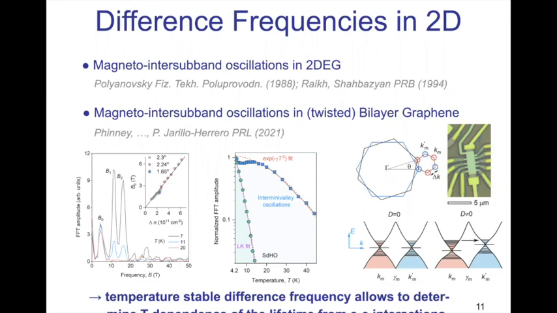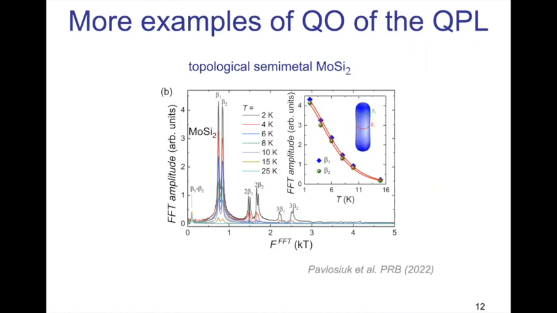However, I want to focus on 3D systems, and there are more examples in 3D systems. For example, this is the topological semimetal molybdenum silicide. Again, this has two electron orbits, beta 1 and beta 2. You can see in the spectrum there are two main peaks. If you look at low frequencies, you can see another peak, which roughly corresponds to the difference. It's stable in temperature. It's identified by the authors as the difference of these two main frequencies, and they don't have a clear explanation for that, at least they state this in their paper.